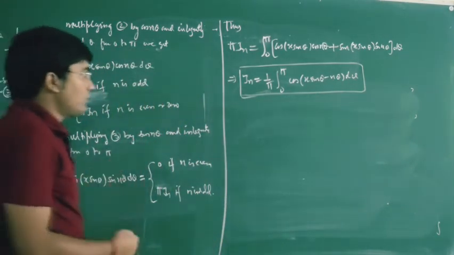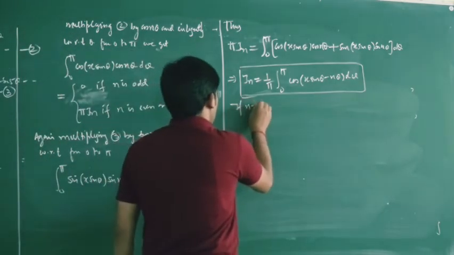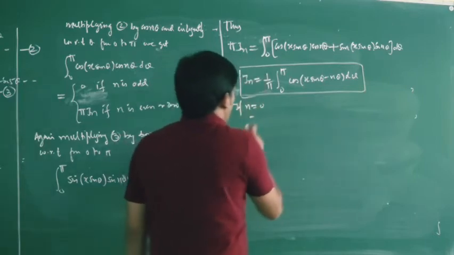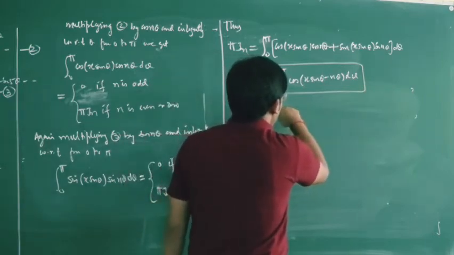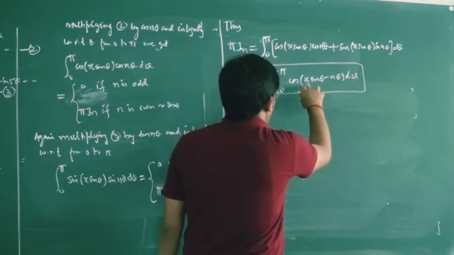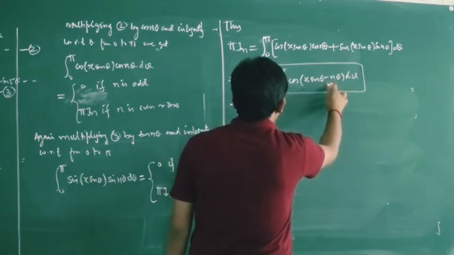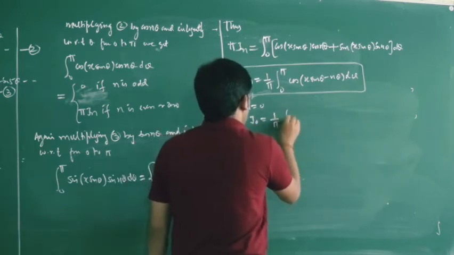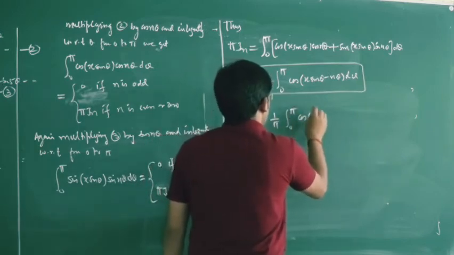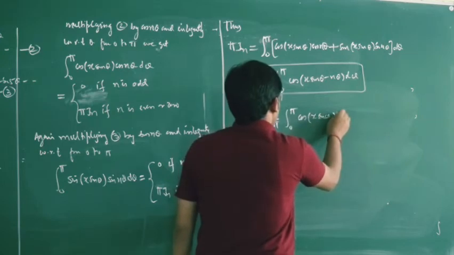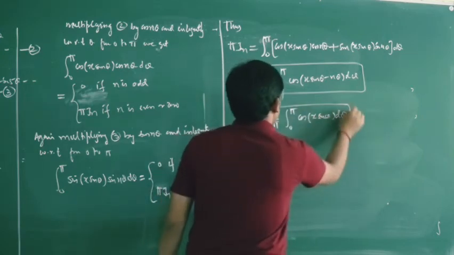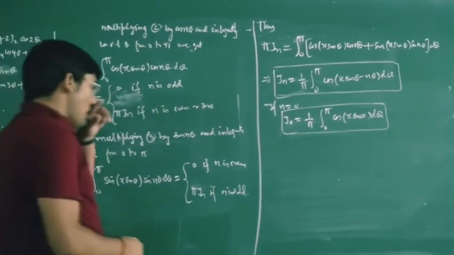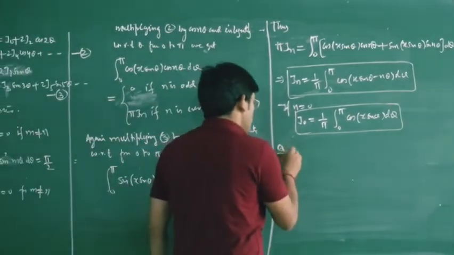And if we put n equal to 0, then we will have J0 equal to 1 upon pi, integral 0 to pi of cos of x sin theta d theta. This is another Jacobi integral. Okay. Now let us prove that question.